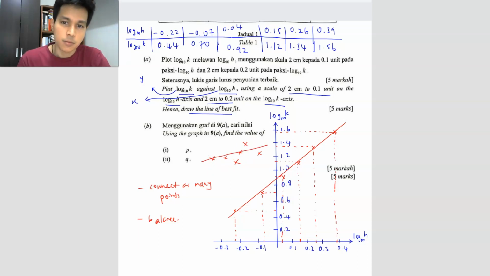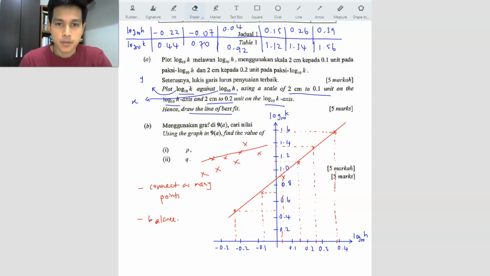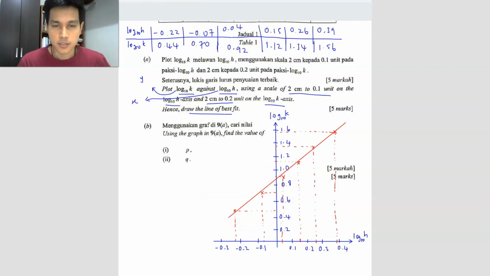It may not be balanced. Okay, 1 and 2 is still okay, but if here you have so many points not connected, and then here only 1 point, that means this is not balanced. So please take note, make sure you fulfill these two conditions. Connect as many points as possible, and make sure it is balanced, even on both sides.